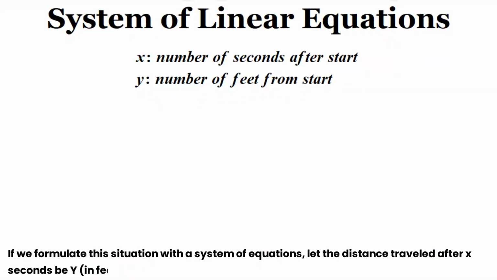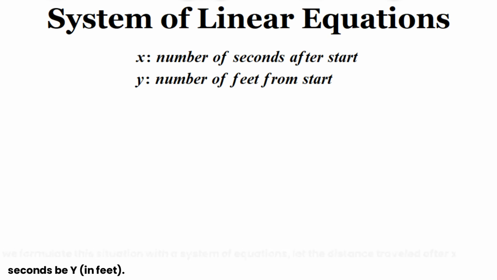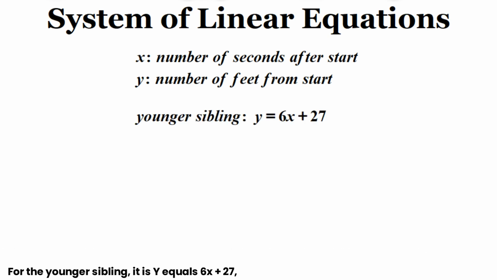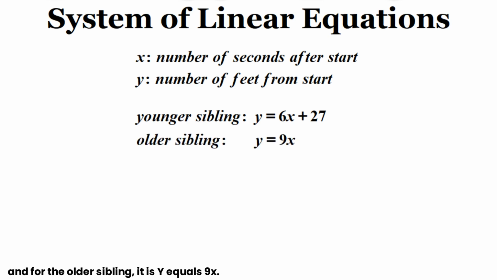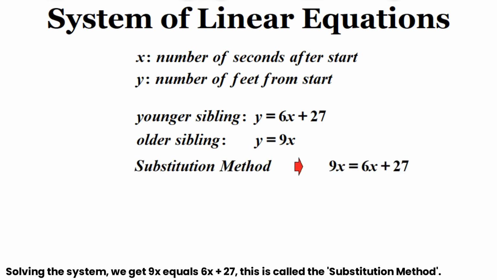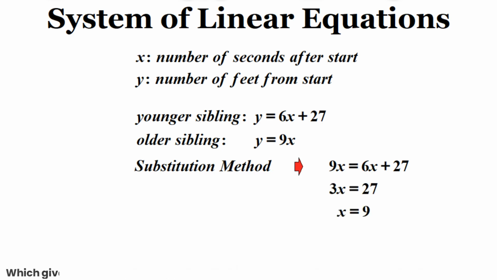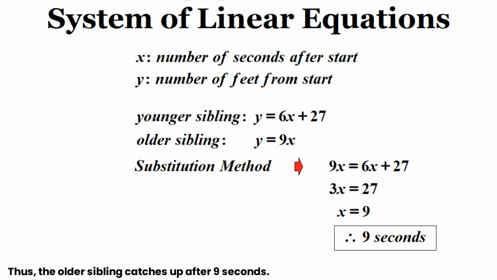If we formulate the situation with a system of equations, let the distance traveled after x seconds be y, in feet. For the younger sibling, it is y equals 6x plus 27. And for the older sibling, it is y equals 9x. Solving the system, we get 9x equals 6x plus 27. This is called the substitution method, which gives x equals 9. Thus, the older sibling catches up after 9 seconds.